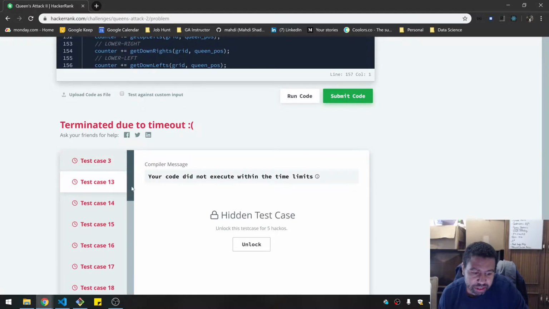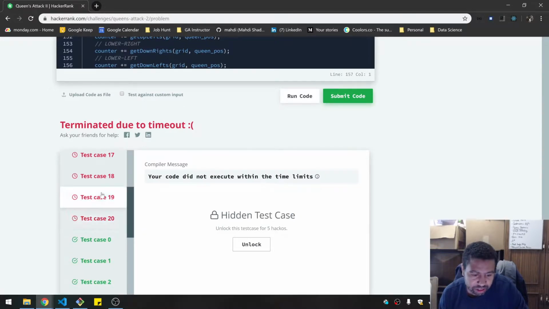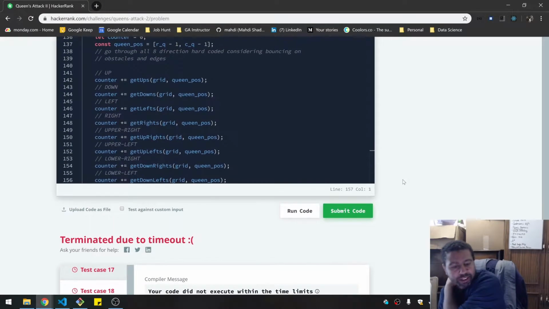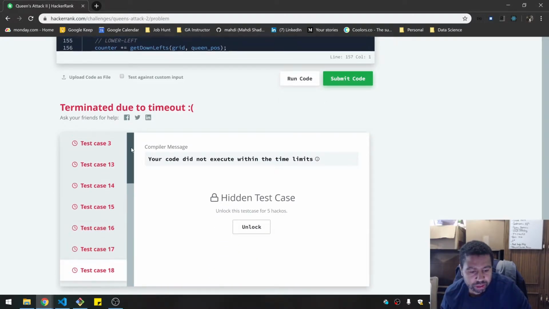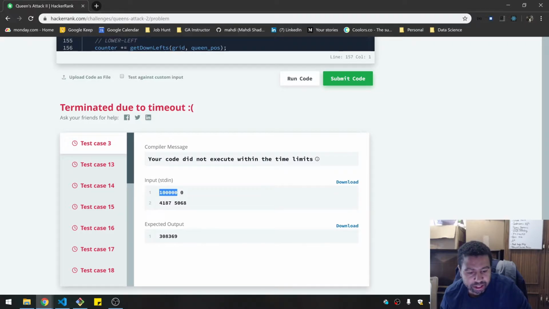Did not execute in time. So there are some efficiency issues here. All these did not execute in time. Okay, fair enough. I bet that's on very large boards. I assume that's a huge board or something, right? Yeah, look at that. Look how huge that board is.